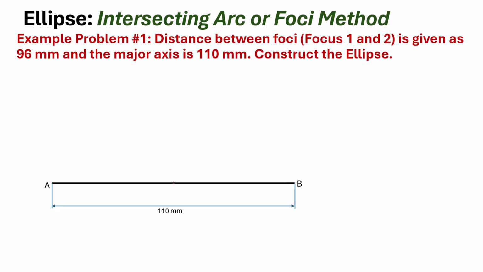Now from the center, we have to locate the point of center. From the center, we mark the distance of focus 1 and 2. Now the distance between focus is 96 millimeters. So from the center O, the distance of this focus will be 48 millimeters on each side of O. So the distance between these is now 96 millimeters.